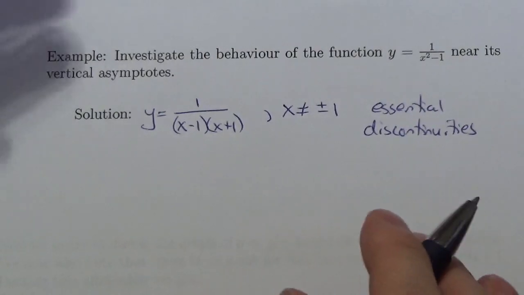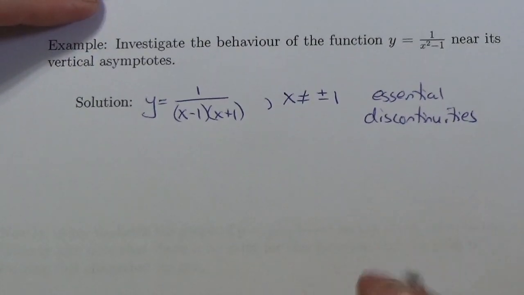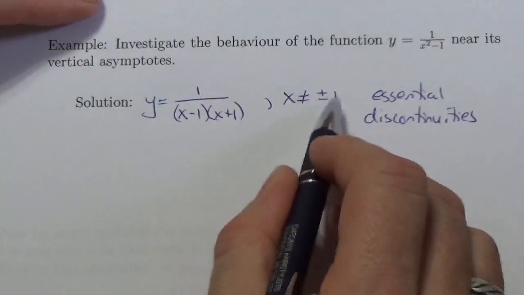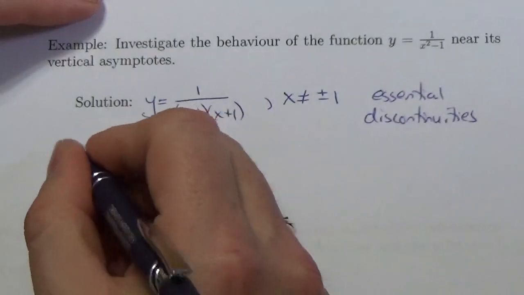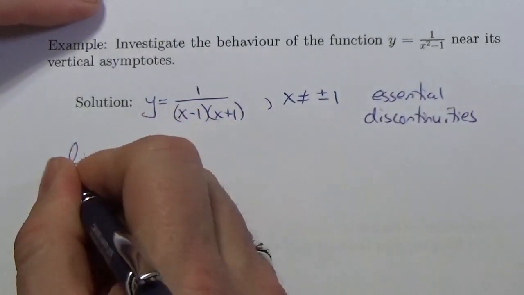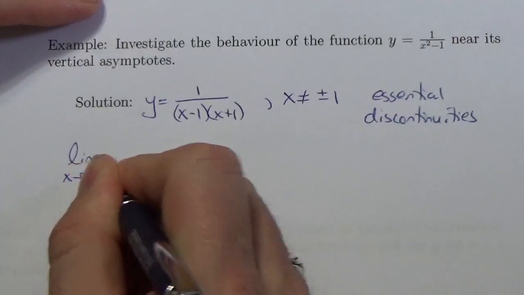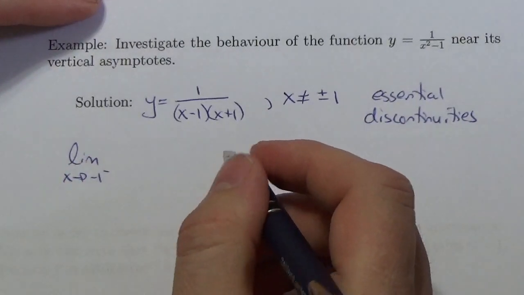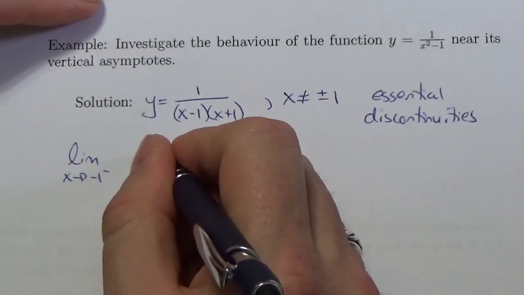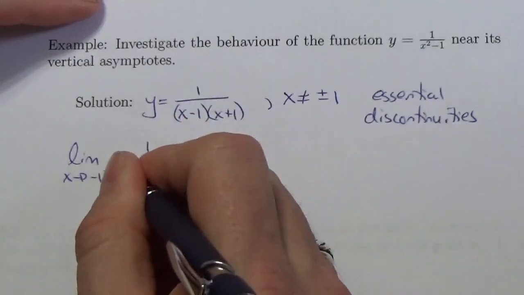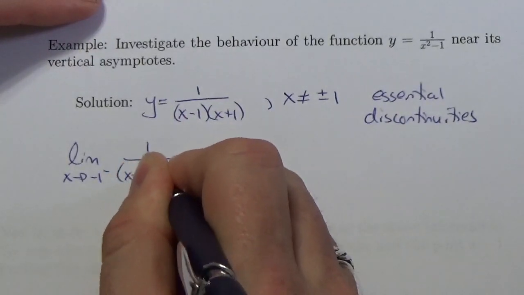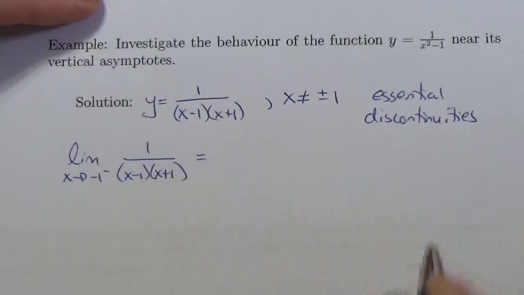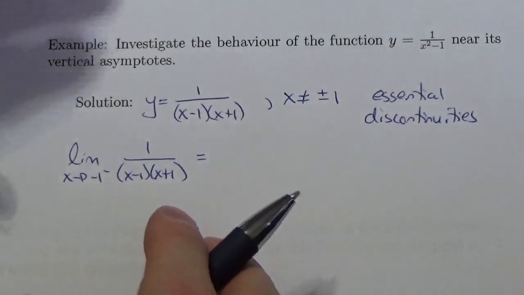Now let's use limits to see if we can figure out what's going on with this function here. First of all, let's take a look at negative 1. So what I'm going to do here is use the limit as x approaches negative 1 from the left of 1 over, and I'm going to use the factored form here, x minus 1, x plus 1, to see how it behaves.